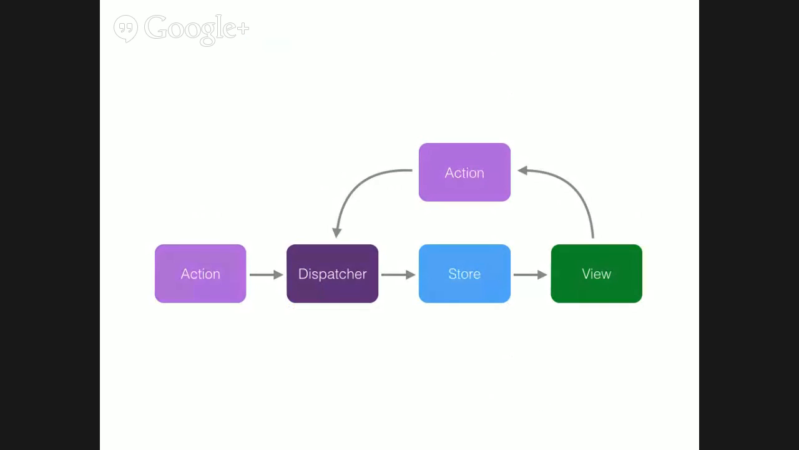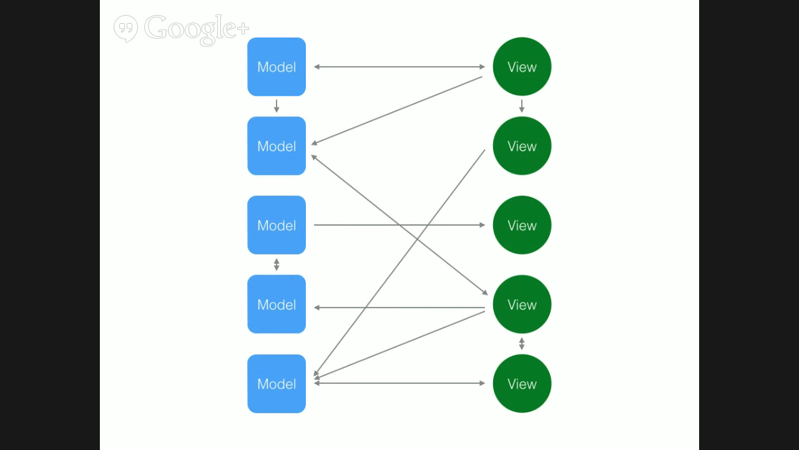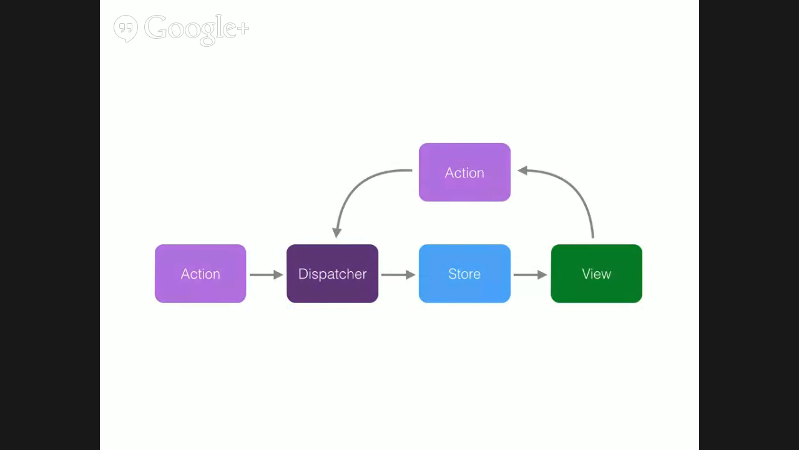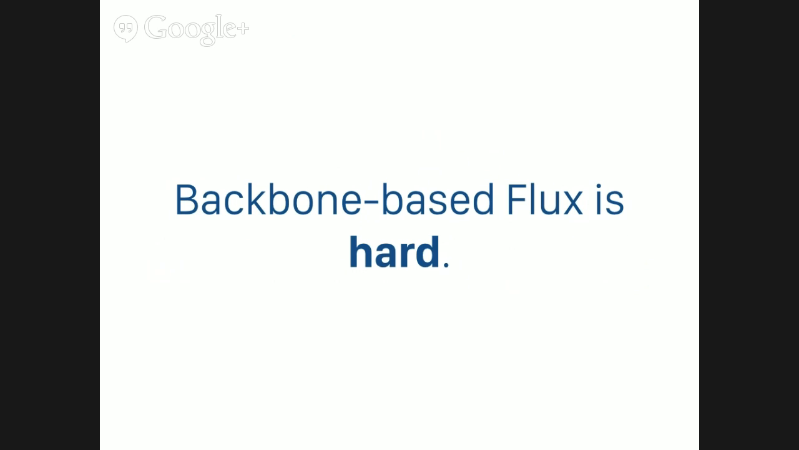It is cool, and I think the bottleneck of this is probably the store. The stores can have dependencies between themselves, which can create similar situations. But I think the promise is really good. And we really evaluated it, and during the React conference, I talked to a ton of people who have migrated from Backbone to React on the view side. I asked their opinion about Flux. And I think the conclusion is actually Backbone-based Flux is really hard.